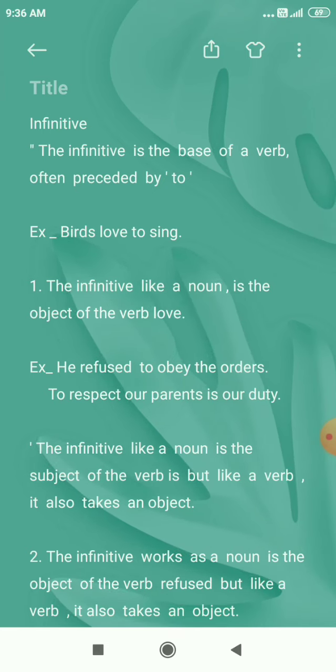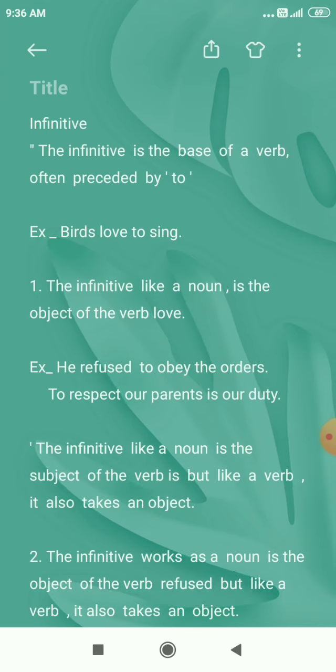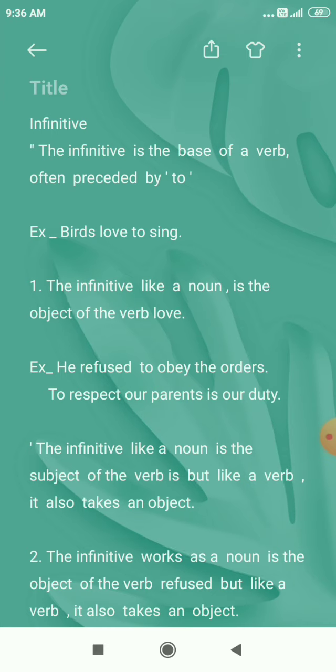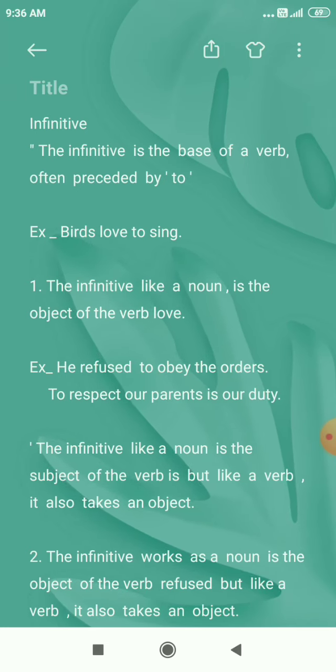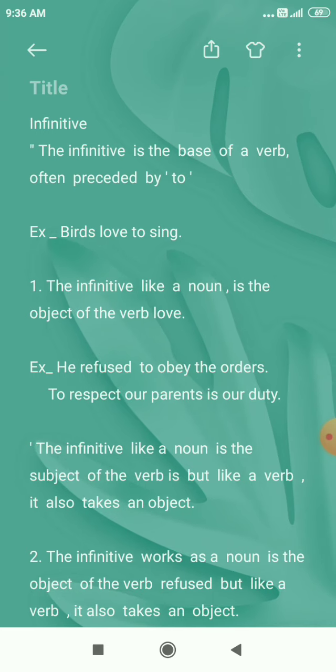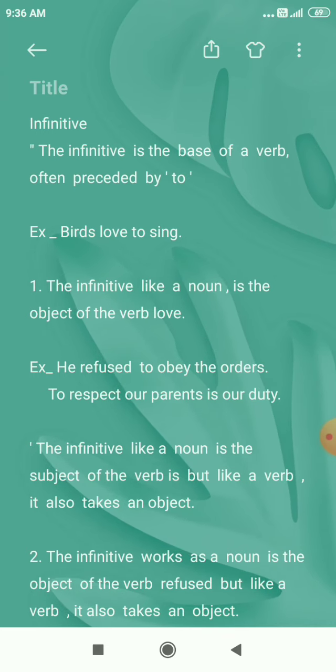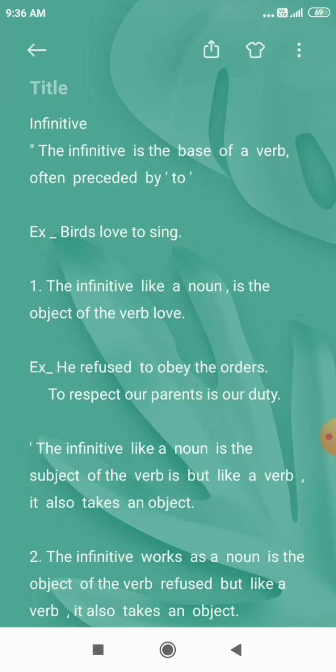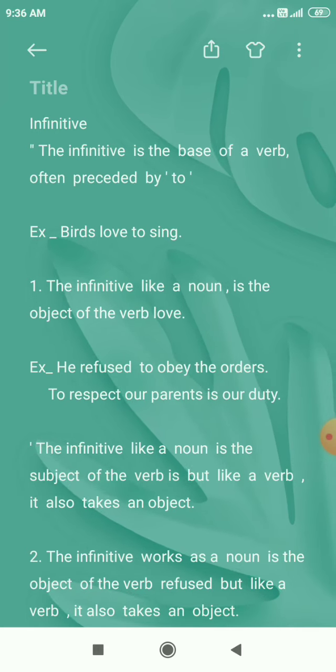First of all, I will explain the definition of the infinitive for you. The infinitive is the base of a verb, often preceded by "to". Just take an example: Birds love to sing. Here, birds is the subject, love is the verb, and to sing is the infinitive.